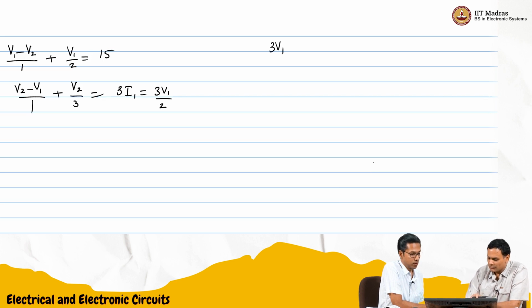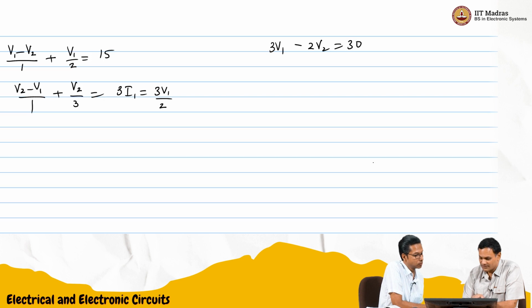So, we will multiply across by 2. So, we will get 2 V1 plus V1. So, 3 V1 minus 2 V2 is 30. So, that is the first equation. Here what we will do, we will multiply across by 6, just because I have 3 here and 2 here. So, I will get 6 V2.